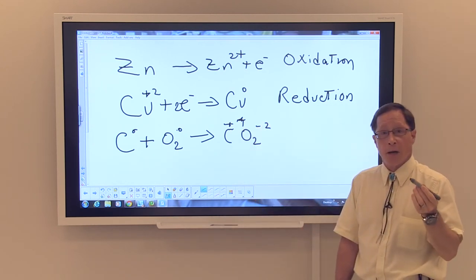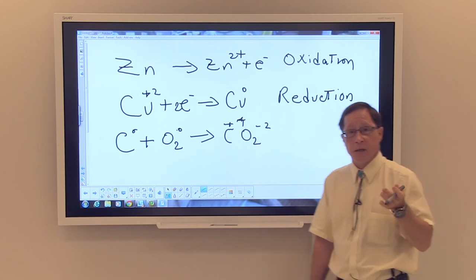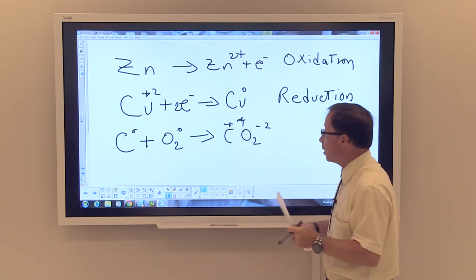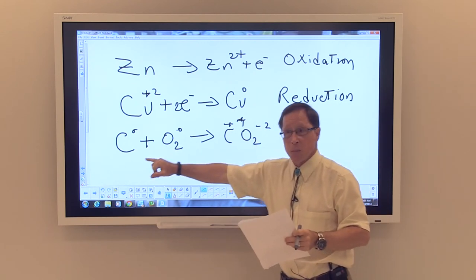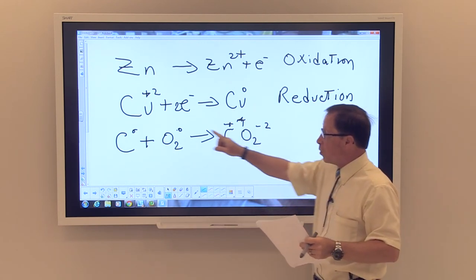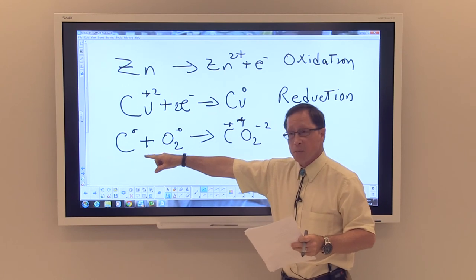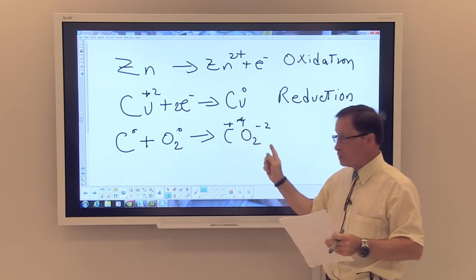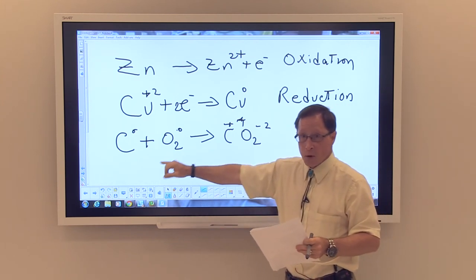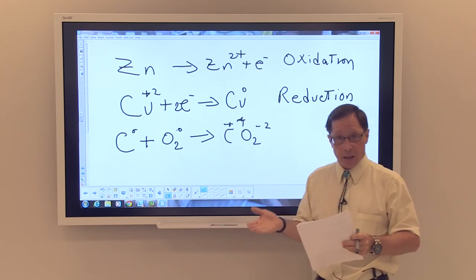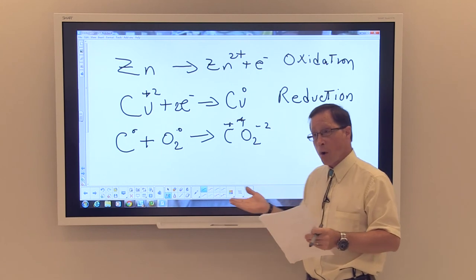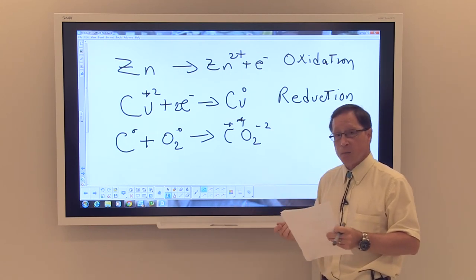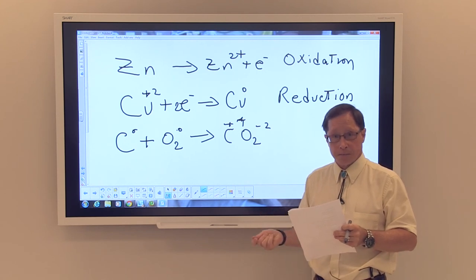When we do this reaction, we have a lot of heat and energy that are given off by the reaction. But we do have electrons being gained and lost. Carbon's going from zero to plus four, meaning it's losing electrons. Oxygen is going from zero to negative two, meaning it's gaining electrons. So the carbon side of the reaction is oxidation. The oxygen side will be reduction.